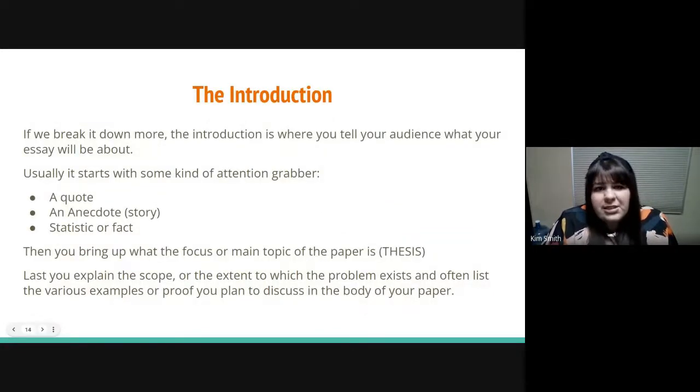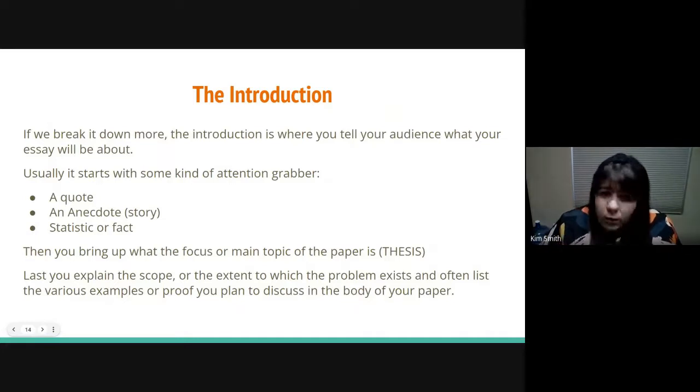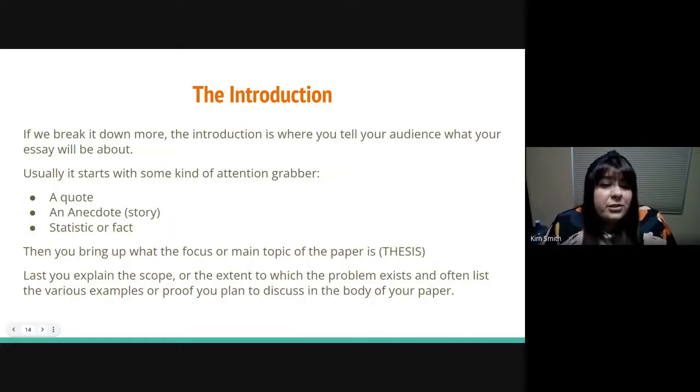So just to go in a little more detail, the intro is where you're going to tell your audience what your essay is about. You want to try and start your essay with some sort of attention grabber. So you could use a quote, you could use an anecdote, which is just a fancy word for story, or you could use a statistic or fact. So if I were writing a paper about dogs, I might find a quote from a book about dogs being man's best friend. Or I might talk about a story from my childhood where my dog saved me from the well, right? I mean, just an example.